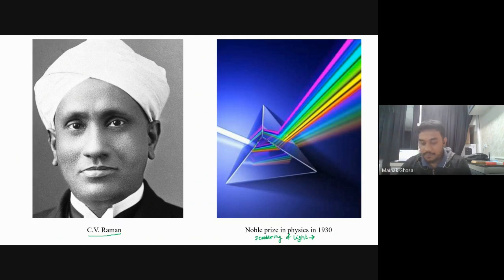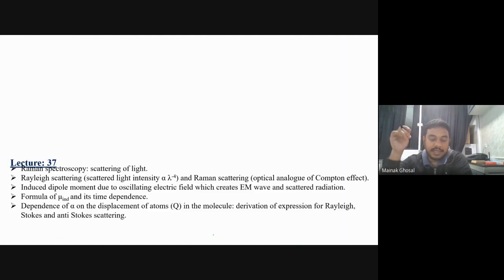It is an extremely new field which people are working in nowadays all over the world. And he also named this scattering of light after his name, as Raman spectroscopy. So Raman spectroscopy was discovered by Professor C.V. Raman, and he won the Nobel Prize for this discovery in 1930. So now I'm coming to this lecture material.